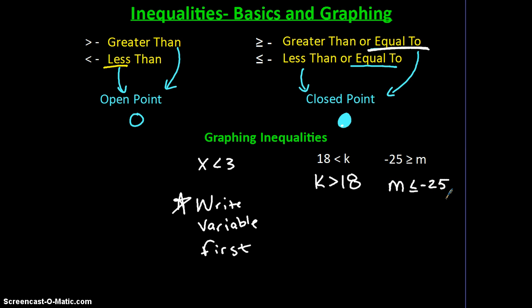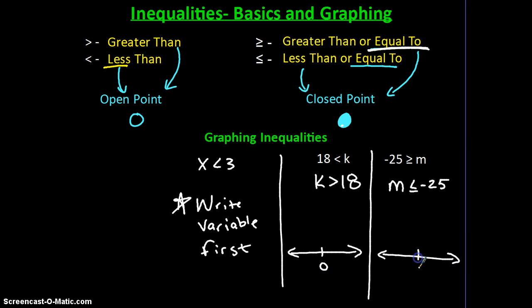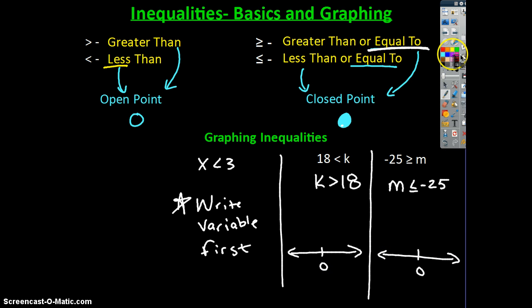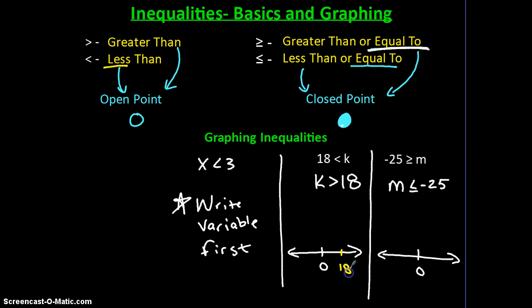Now once that's done, the graphing is exactly the same. So again, in both cases, draw my number line, put 0 in the middle, figure out obviously where positive 18 and negative 25 are. So positive 18, that's going to be somewhere to the right of 0. And then negative 25 is going to be to the left of 0. Obviously, this is just a rough sketch, so it doesn't have to be perfect.